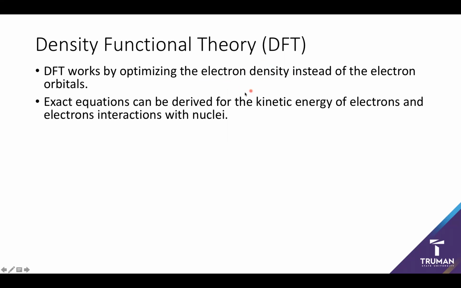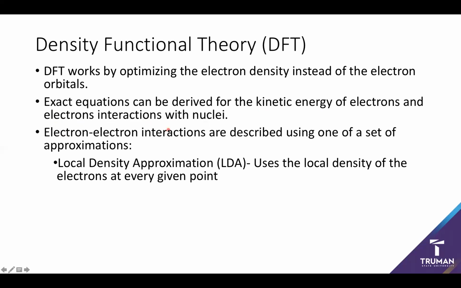And it turns out that we can actually generate exact equations for most of the features that contribute to the energy, specifically the kinetic energy of the electrons, the interactions of the electrons with the nuclei, and the interactions of the nuclei with each other. However, there is actually no exact form of equations to describe the interactions of the electrons with each other. In this case, we end up with the same problem we did with Hartree-Fock. So there's essentially a series of approximations we can use.